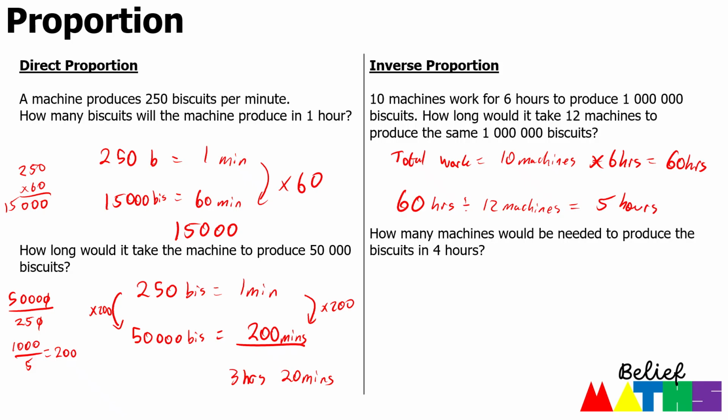Equally, if I was given the time like I am in the second one, so 4 hours, I still have 60 hours of work to do, but I want to get it done in 4 hours. So I just divide that by my 4 hours, and 60 divided by 4 is 15, and I need 15 machines to do that work. Because I'm doing 60 hours into 4-hour slots, that means 15 machines, because each machine will do 4 hours worth of work.